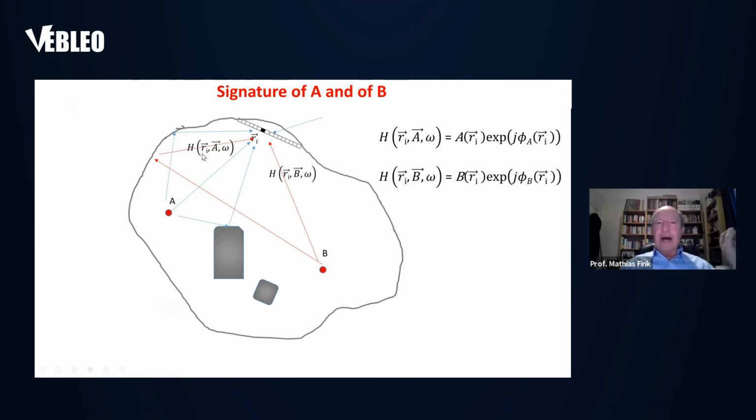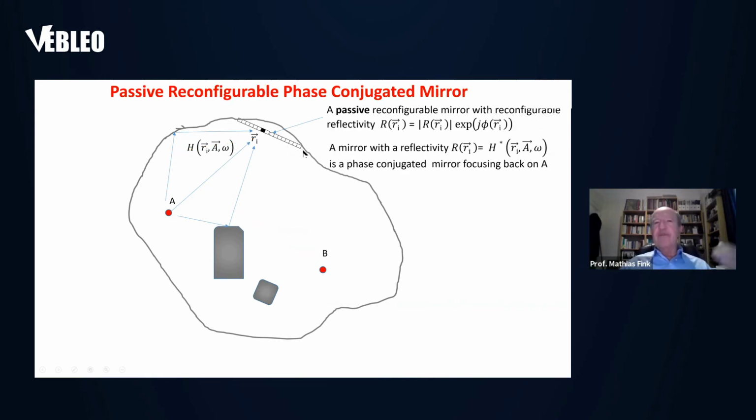The field emitted by A is one element of this transmission matrix, and it is an amplitude for each point Ri and a phase. That depends on all the multipath you have. The same for B. Now imagine that this surface is a mirror which has a controllable reflectivity that depends on the position, which can be an amplitude reflectivity and a phase reflectivity. Now, if you build a mirror that has a reflectivity which is the phase, which is H conjugated coming from A, you have built a phase conjugated mirror.